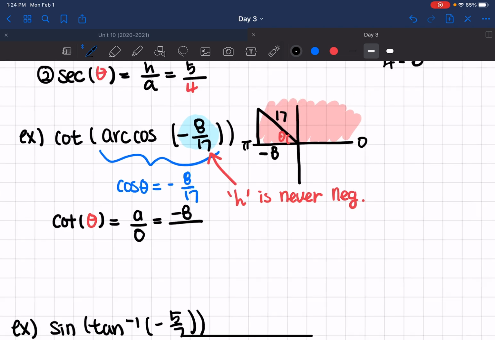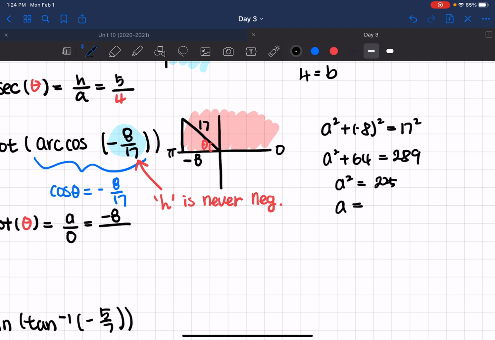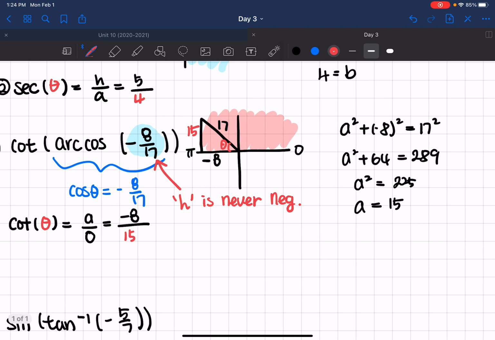So to find the opposite, again, I'm going to use the Pythagorean theorem. a squared plus negative 8 squared equals 17 squared, which is a squared plus 64 equals 289. Then a squared equals 225, so a equals 15. So in this case, your opposite is 15, so cotangent of theta, the angle, is negative 8 over 15.